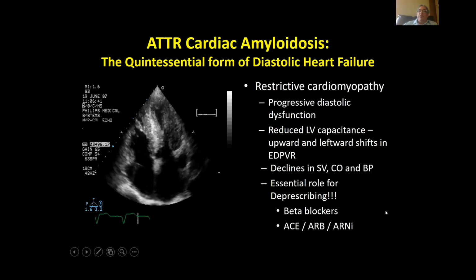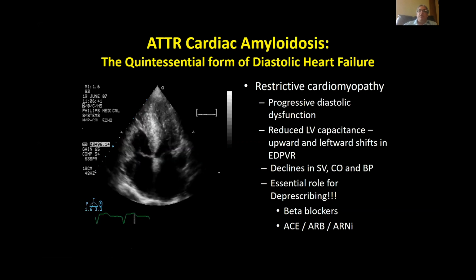And so one of the quintessential management strategies for these patients is a particular role for deprescribing. Many of the standard therapies that we use for certainly systolic heart failure, beta blockers and inhibitors of the ACE inhibitor system, ARNI therapy, are very poorly tolerated. And it's my clinical experience that many patients need these drugs withdrawn or deprescribed with a transthyretin amyloidosis, and they feel significantly better.